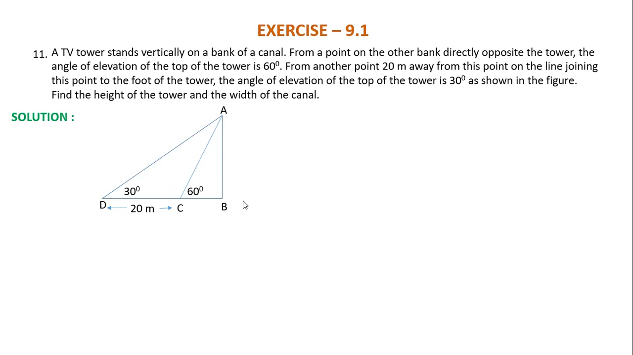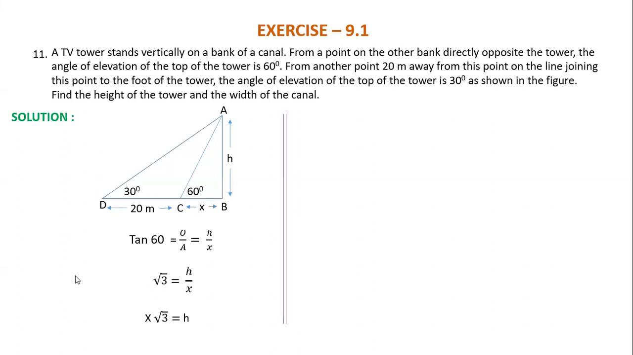BC is a canal. X, H. Tan 60 is equal to H upon X. Tan 60 is root 3. Root 3 is equal to H upon X. X root 3 is equal to H. Now, tan 30 is equal to H upon 20 plus X. Tan 30 is 1 by root 3. 1 by root 3 is equal to H upon 20 plus X. Cross multiply. 20 plus X is equal to H root 3.